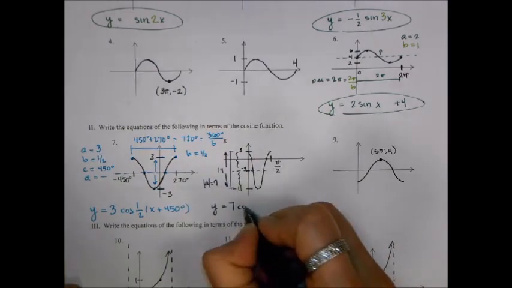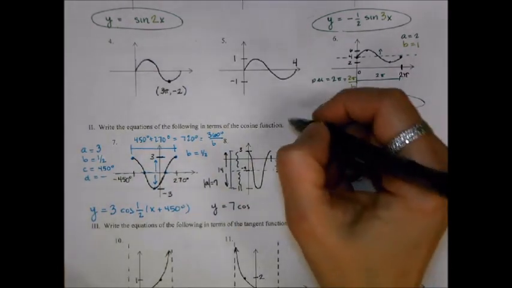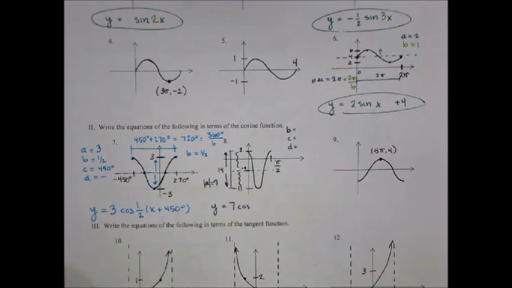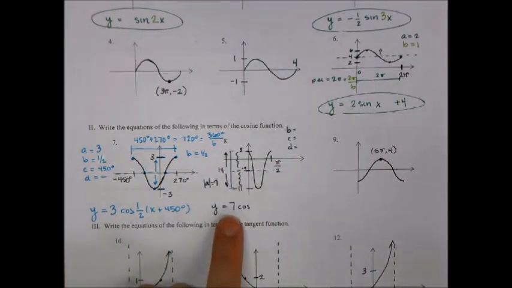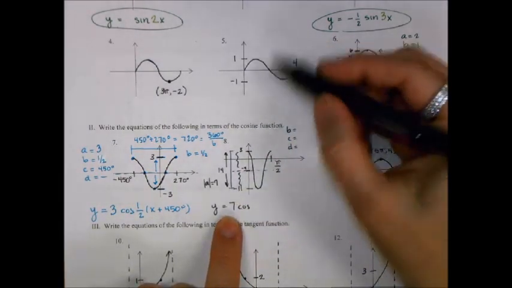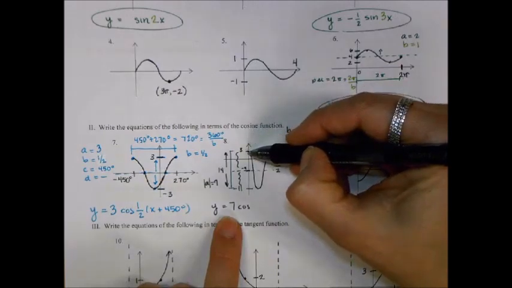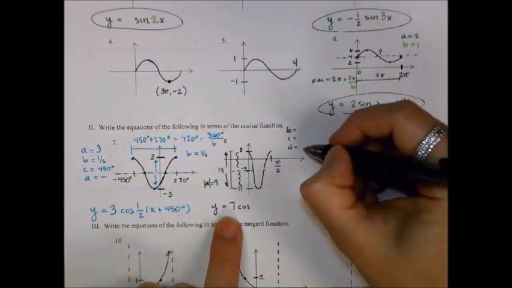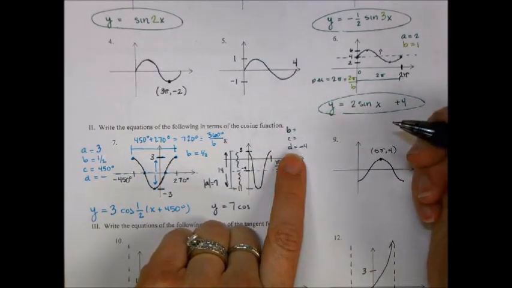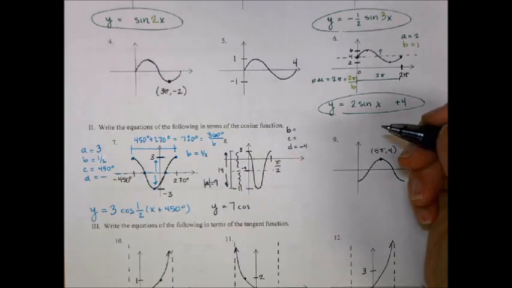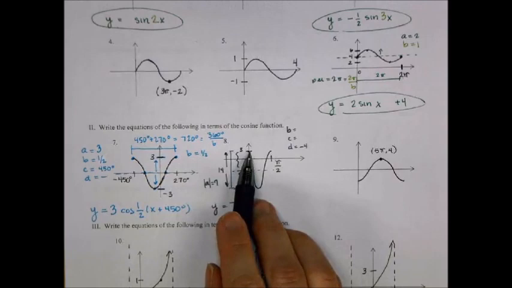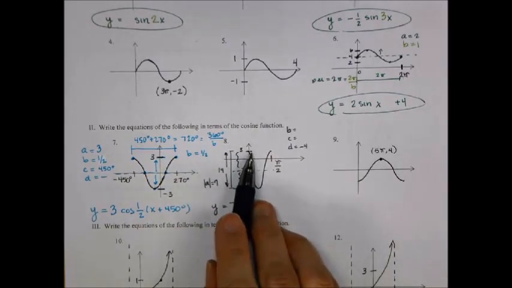All right, so B, C, and D. So cosine likes to start on the y-axis at that a value 7. From there, it's been translated 4 units down to 3. So my translation is down 4. So D is going to be a negative 4. Okay. C. So from here, it's not been translated left or right at all. It's still on the y-axis, so we're not going to have a C value.